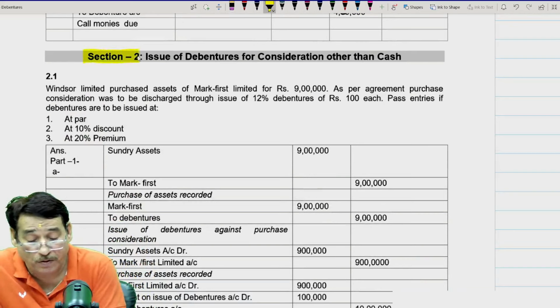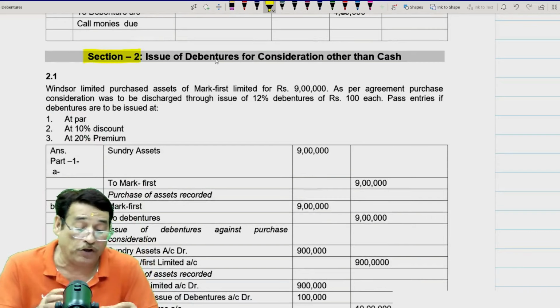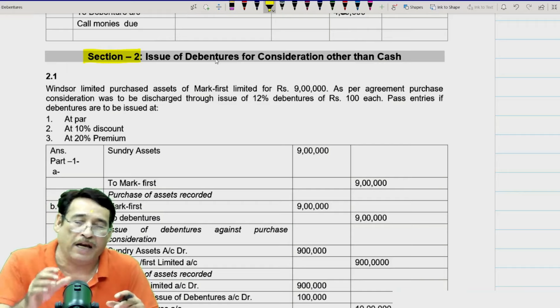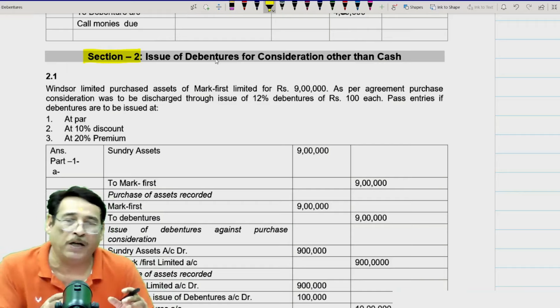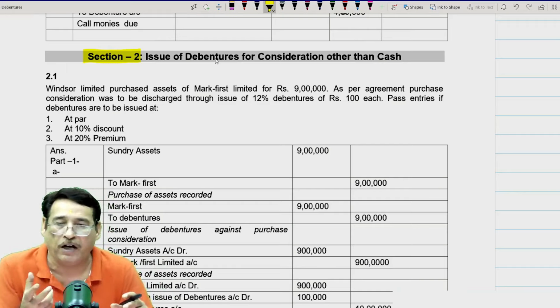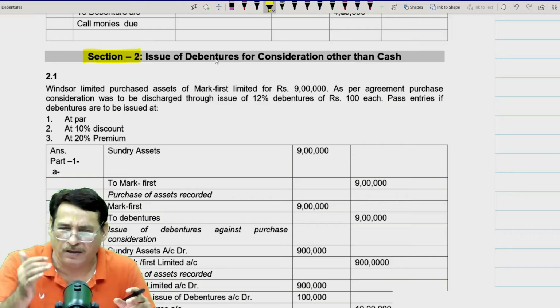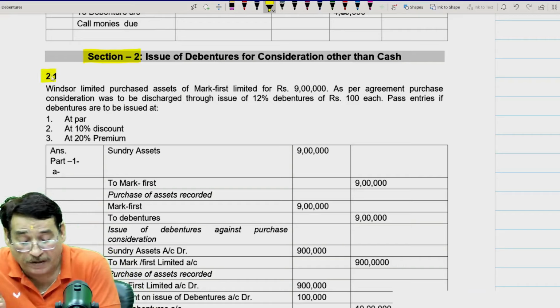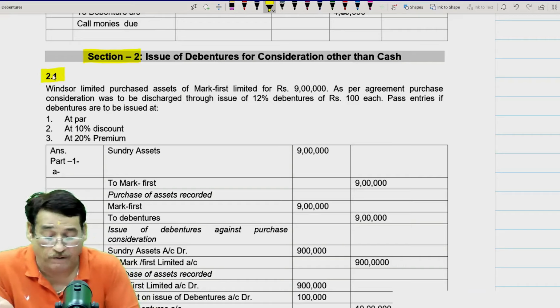Section 2. Section 2 relates to issue of debenture for consideration other than cash. It means this time the debentures are being issued, but against the same we are not receiving cash. We might be receiving some other assets. As you know, it happens. In order to understand the complexities of this particular section, let's have a look over this.